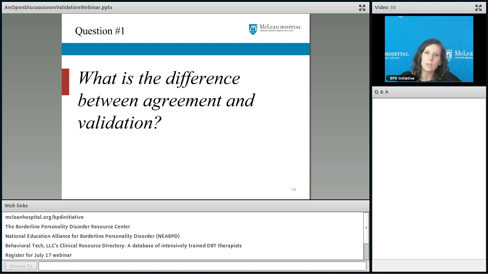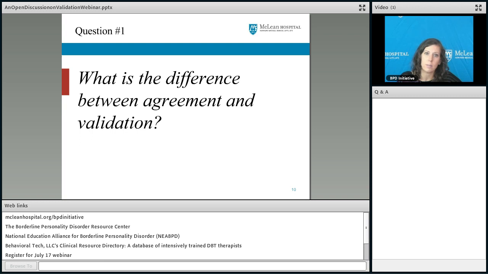So validation, again, is seeing the wisdom in the other person's perspective, which you may agree with or you may not, okay? So validation is thinking, okay, we have two very different opinions. What makes sense about their opinion? What makes sense about how strongly they feel, okay? You may agree with somebody and be validating their experience. It may be a very familiar experience to you.